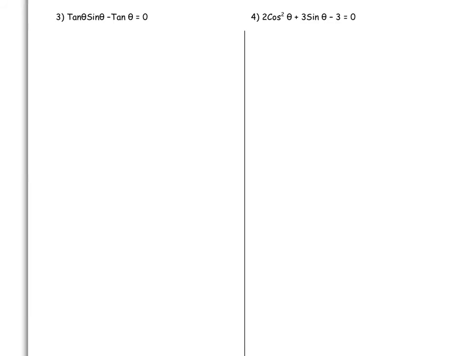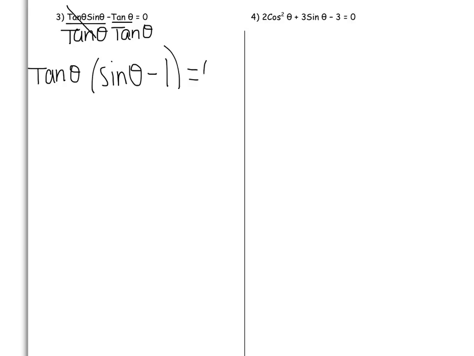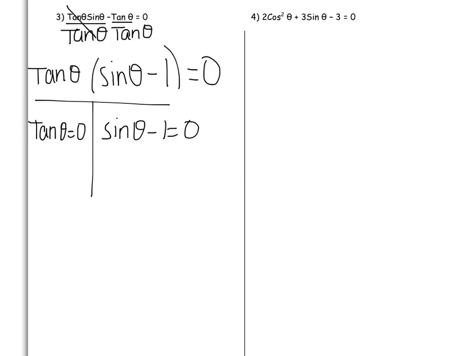Okay, number 3. So how about we take out a tangent theta out of each? So this would be tangent of theta, parentheses. These cancel. I'm left with sine theta minus, what's tan divided by tan? 1. Equals 0. T-chart. So tangent of theta equals 0, and then sine theta minus 1 equals 0. We could add 1. So we get sine of theta equals 1.